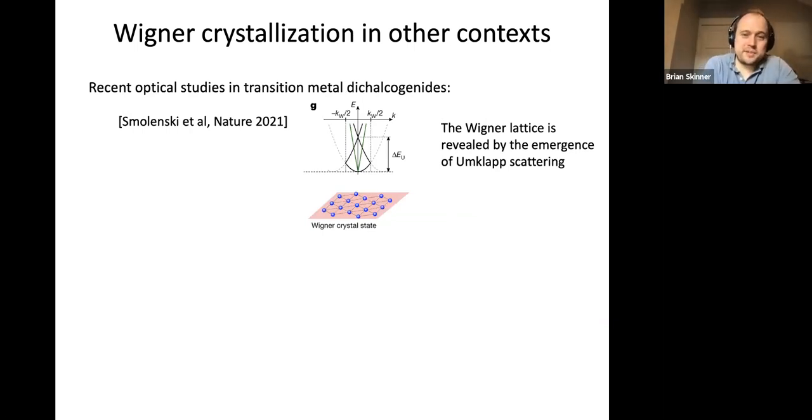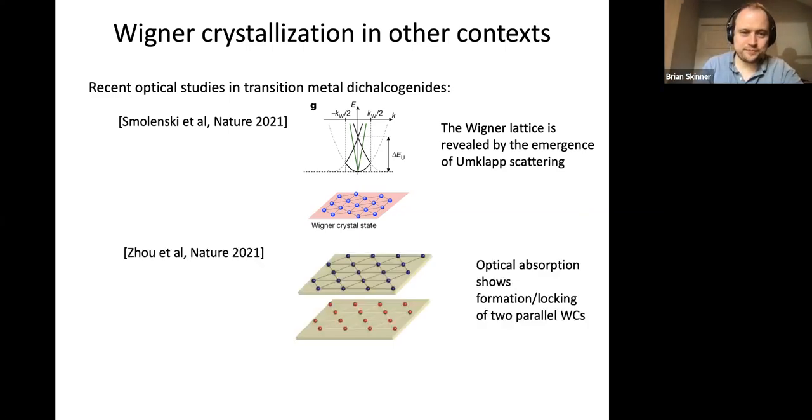Actually, very recently, there have been two pretty exciting papers that have seen what looks like Wigner crystallization in a 2D electron system without a magnetic field. These are in transition metal dichalcogenides, I think molybdenum diselenide. There were two different papers that were quite nice. One of them seems to see a Wigner crystallization, and the sharp signature they see is a sort of Umklapp scattering, so scattering by a crystal lattice of electrons. They can see this Umklapp scattering emerging below the Wigner crystal transition.